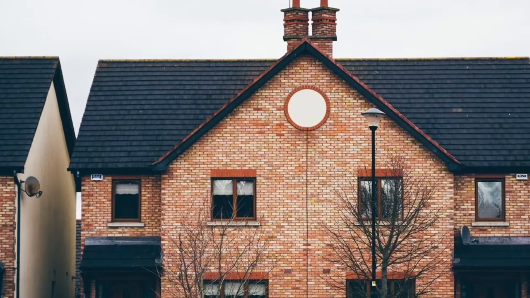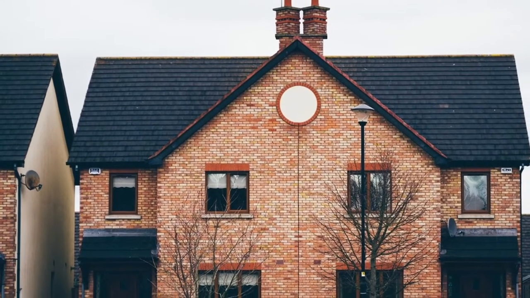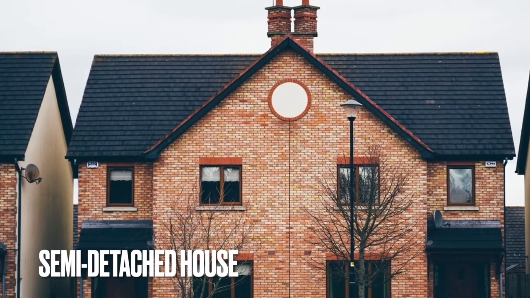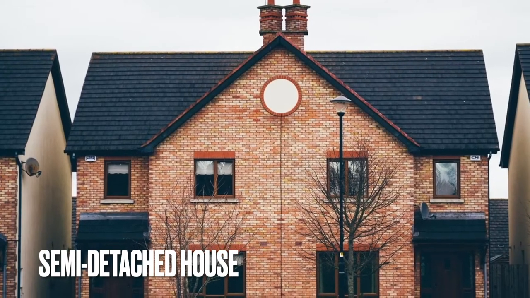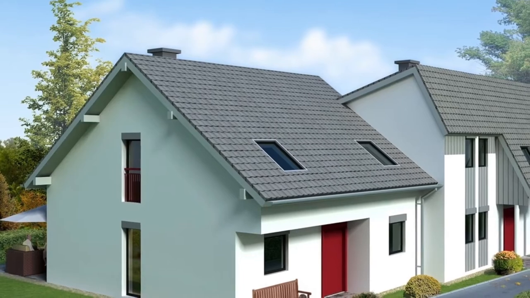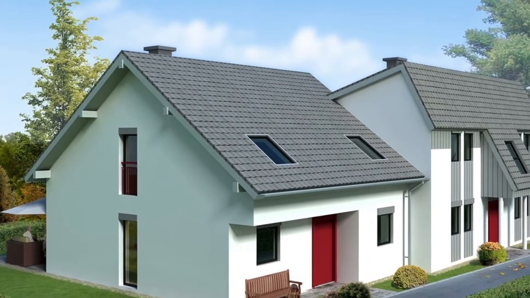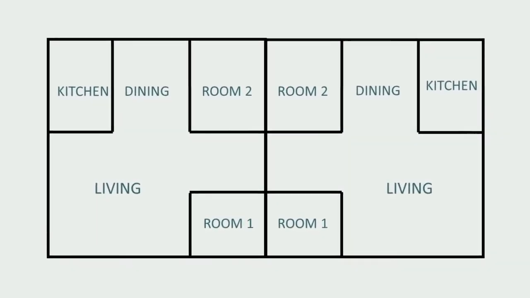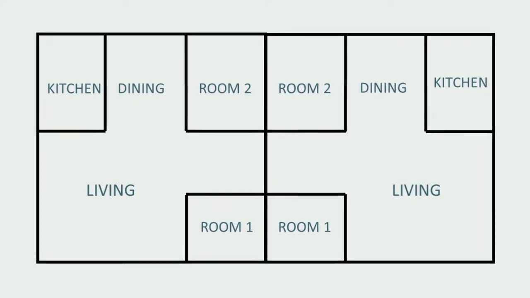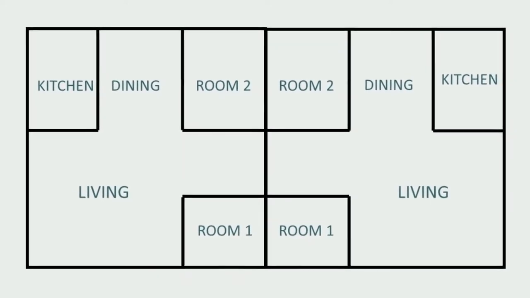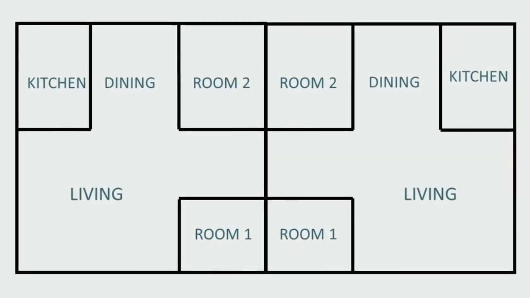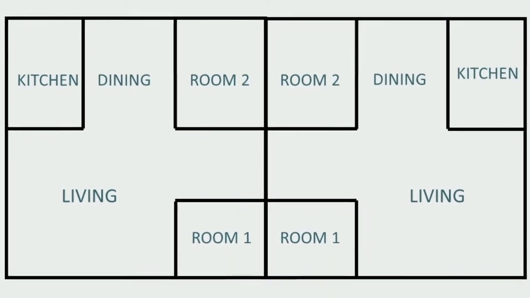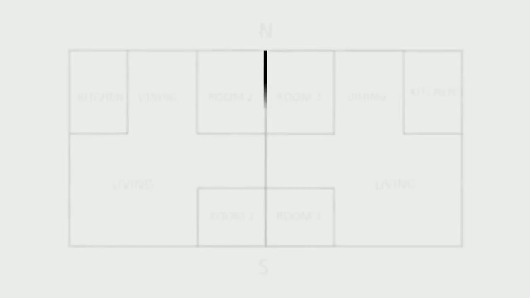A building with two house units sharing a common wall is known as a semi-detached house. It is nothing but a combination of two detached houses with a common wall between them. They are built in pairs in which the layout of each house is a mirror image of the other. In the case of semi-detached houses, it is desirable to have a common wall running in a north to south direction.